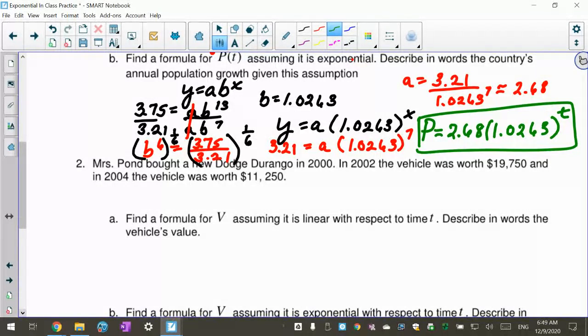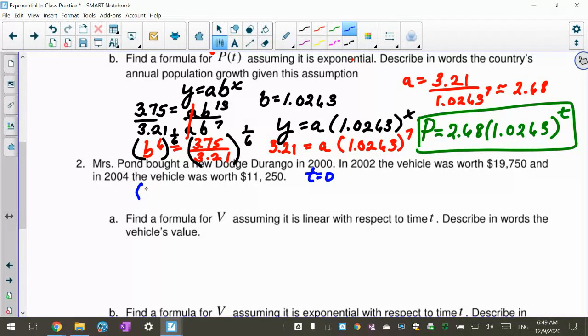Okay, the second one, and this is an actual true story. It says Mrs. Pond bought a new Dodge Durango in 2000. Again, that's time is 0. That's when I bought it. It's brand new. In 2002, the vehicle was worth $19,750. So I say to myself, okay, Mrs. Pond wants me to do points. The amount of money that it's worth is based on the year.